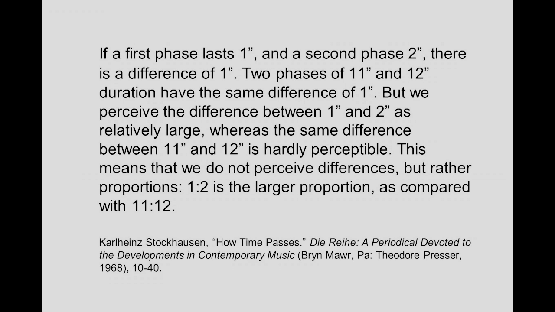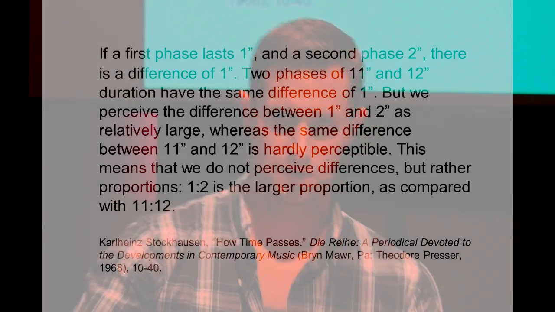This means that we do not perceive differences, but rather proportions. 1 to 2 is the larger proportion compared with 11 to 12. If Stockhausen's right, and I think he is, the longer durations become, the more flexible any analysis should be to represent them. And since I'm now going to move from what I call the foreground to the middle ground, or from analyses of rhythm to analyses of phrase lengths, it proves handy to consider time in terms of proportion and ratio.